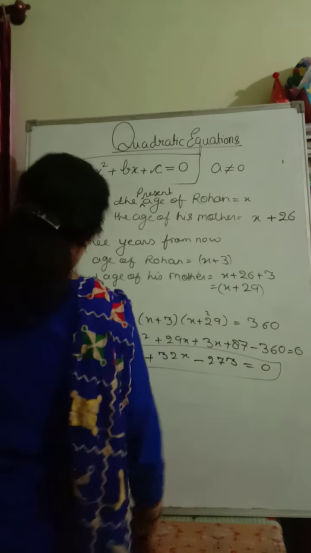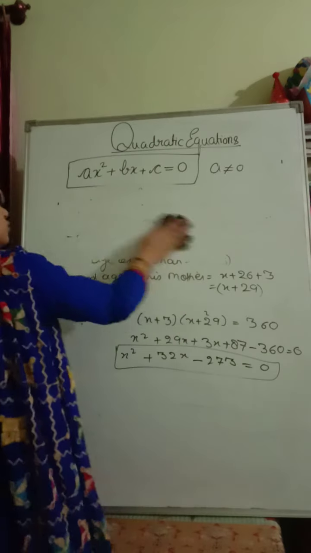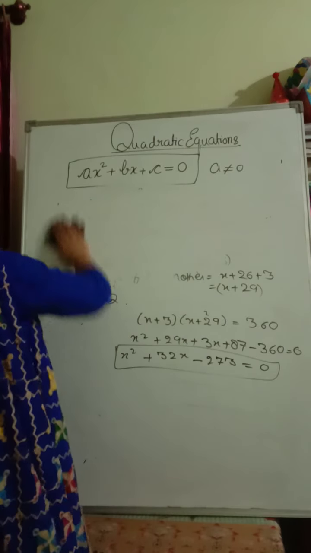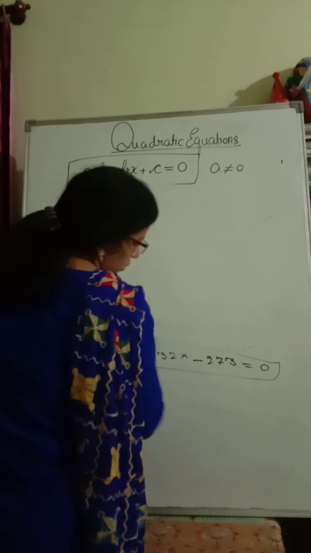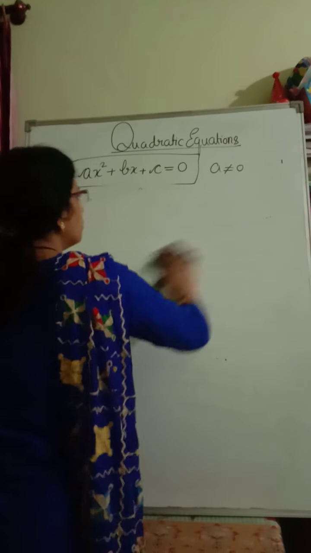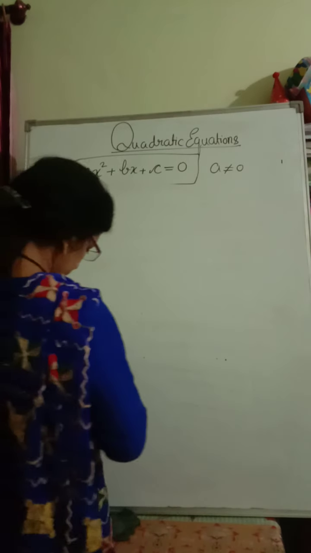Okay, so now let us move to fourth part. Whatever is given in your question, you have to do the same thing. You are asked to form a quadratic equation only. So represent them in the form of a quadratic equation. So we have represented.